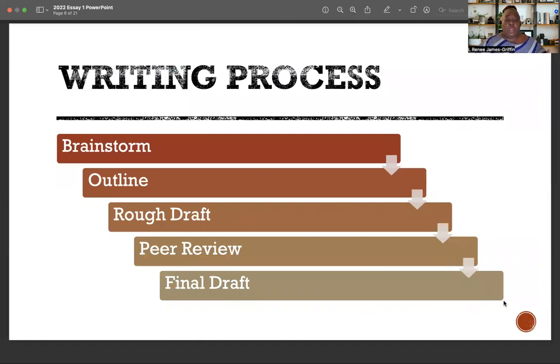For all of your essays, you're going to go through something called the writing process. The writing process includes brainstorming, outlining, rough draft, peer review, and final draft. Now, it's important to note that for this essay, you're only going to turn in the outline and the final draft, but don't skimp on the writing process. Going through these steps will help you flesh out your ideas, develop your ideas, and figure out what you want to write about when you pick your topic, and it'll help you hone your writing skills.